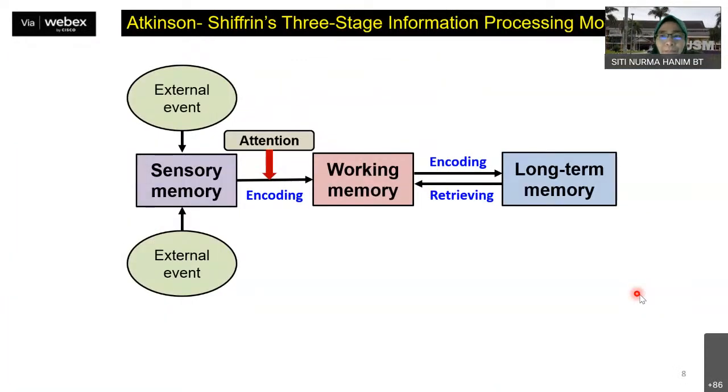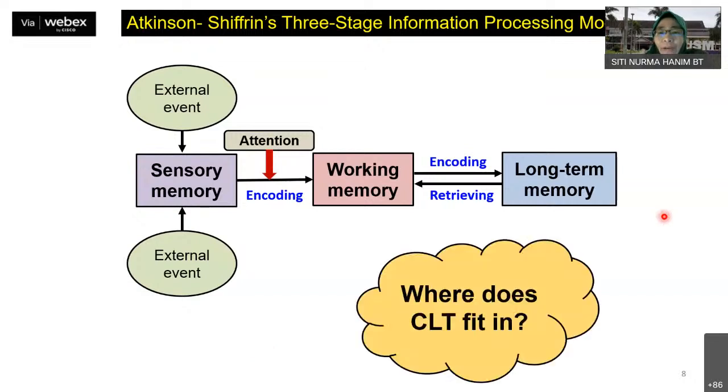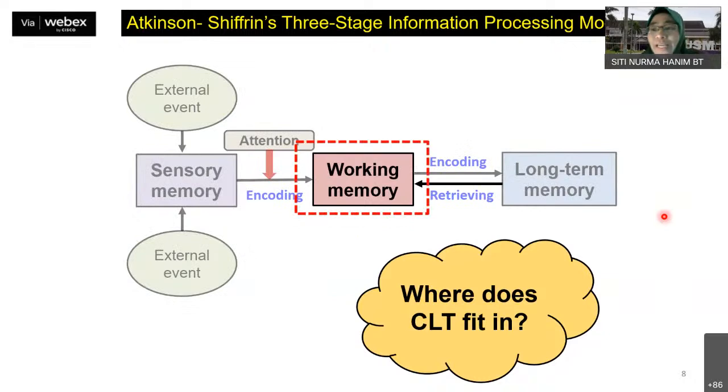But there is one model, about the Atkinson-Shiffrin three-stage information processing model. So actually it is the same framework that I have described just now, but incorporated with cognitive load theory. Where does cognitive load theory fit in? Okay, it's actually here in the working memory.